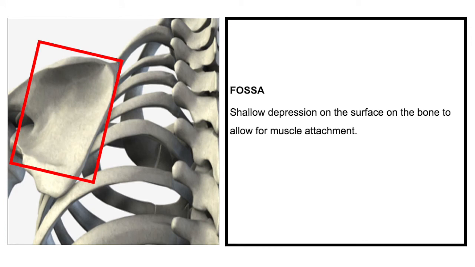The next bony landmark that we need to be aware of are things called fossas. Now fossas are shallow depressions on the surface of the bone to allow for muscle attachment. So pictured is the scapula, and it's the anterior aspect of the scapula that has a fossa. So the muscle that sits within that fossa is the subscapularis. Now you don't need to know that, but all you need to be aware of is these fossas, these shallow depressions, allow muscles to sit in there and attach to them so that we can allow for movement.